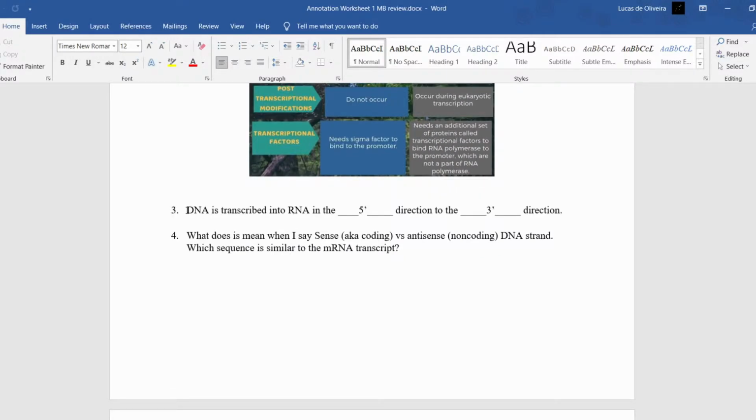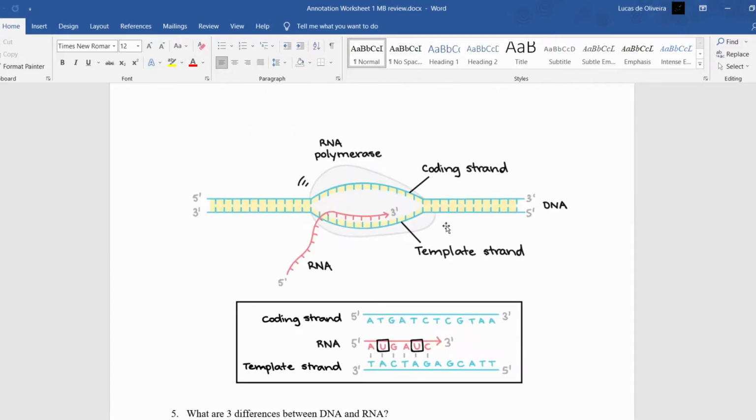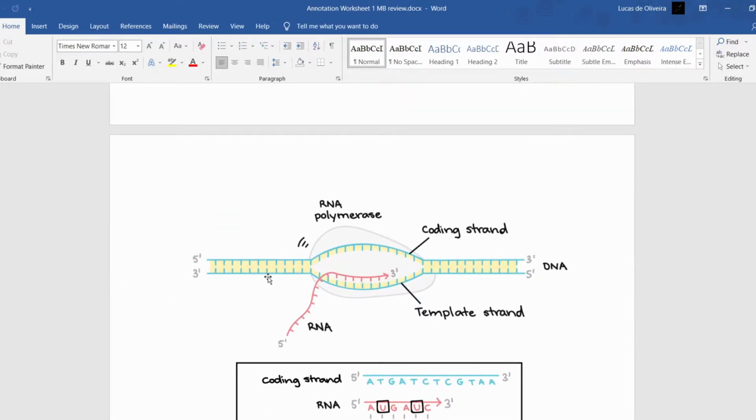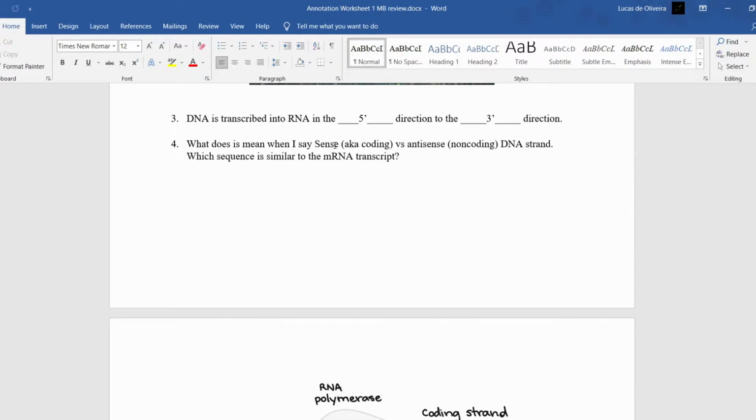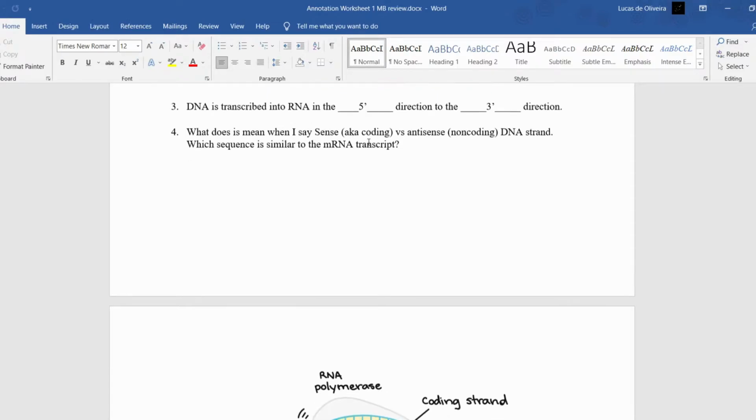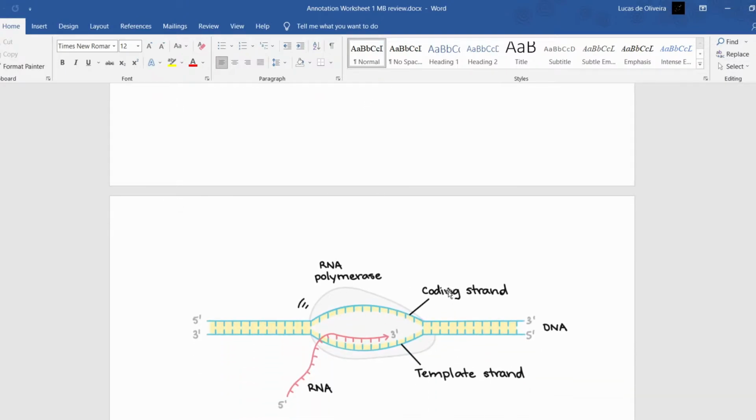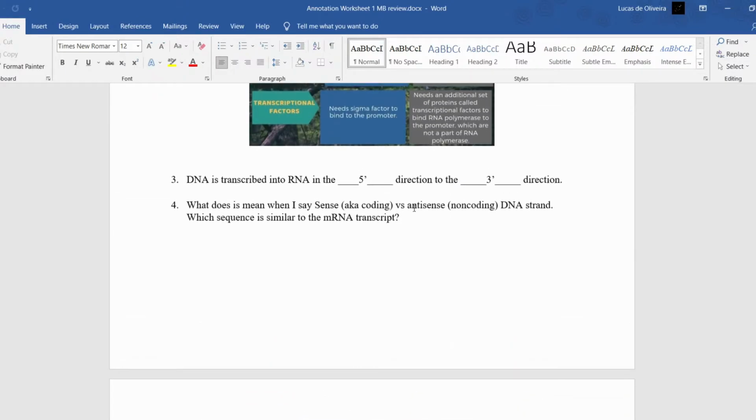As we already discussed, DNA is transcribed into RNA in the 5' to 3' direction, so the mRNA transcript is getting added on the 3' end. But of course, the DNA on the template strand is 3' to 5'. So what does it mean when I say sense or coding versus anti-sense or non-coding? Sense, aka coding, is the opposite of the template. I should probably put template, but anti-sense, non-coding, and template are all synonymous.